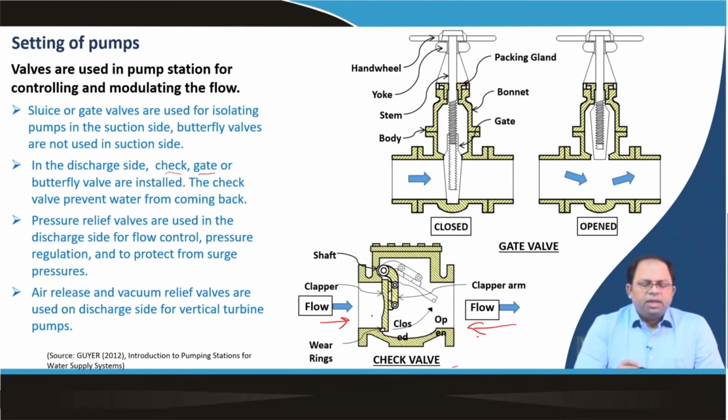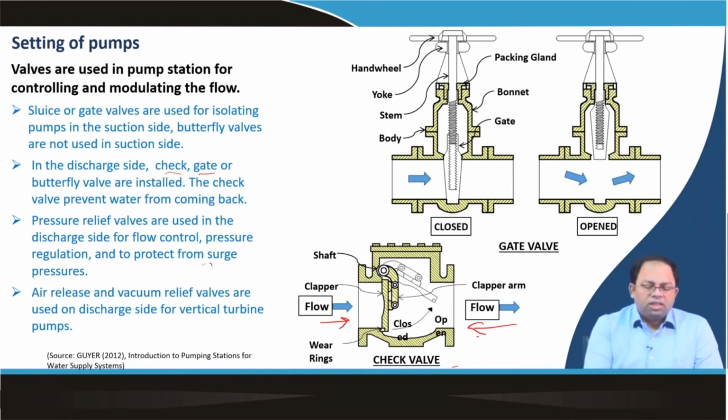Then pressure relief valves are used on the discharge side for flow control, pressure regulation, and to protect from surge pressures. Sometimes there is pressure buildup in the system for various reasons, right? Sometimes because of a change in the size of conduits, sometimes whenever you stop a pump, there could be cases when a lot of pressure builds up in the system. There is something called a water hammer. That means the water starts moving inside very fast, and that actually creates some problems, and it may actually damage the pipeline. So sometimes the pressure is so much.